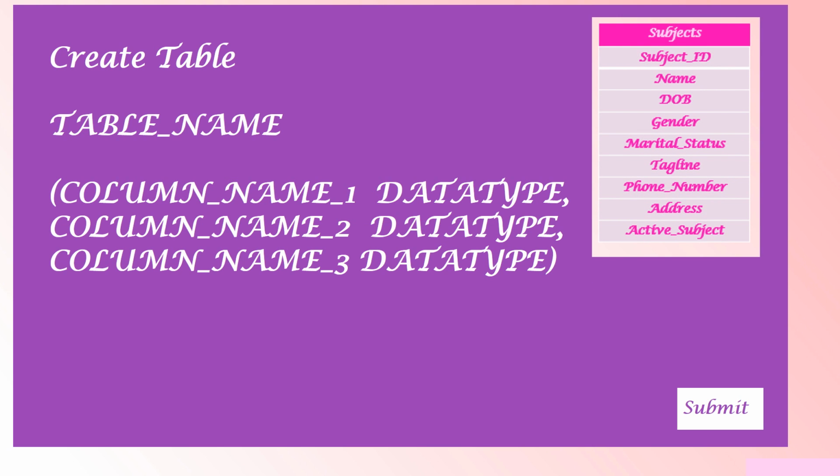So here we have the subjects table. So subjects would be the table name. We also have quite a few columns in this table that we would need to enter in the create statement. We could substitute column name 1 with subject ID, and column name 2 with name, and column name 3 with date of birth, or DOB, and so forth until all of the columns from the subject table sketch were in the create statement.